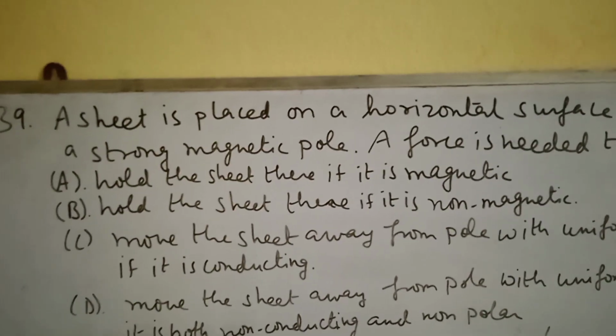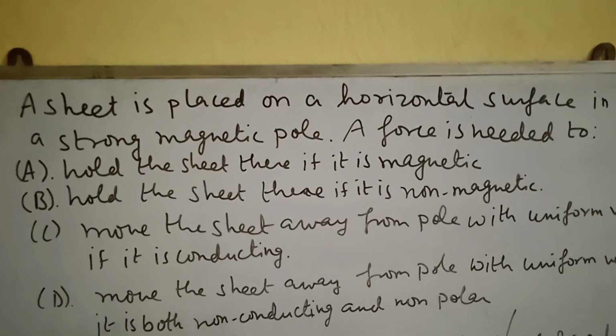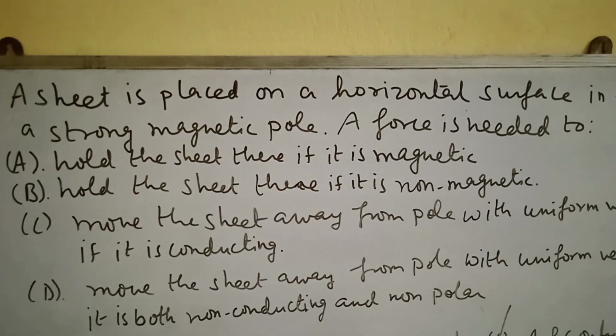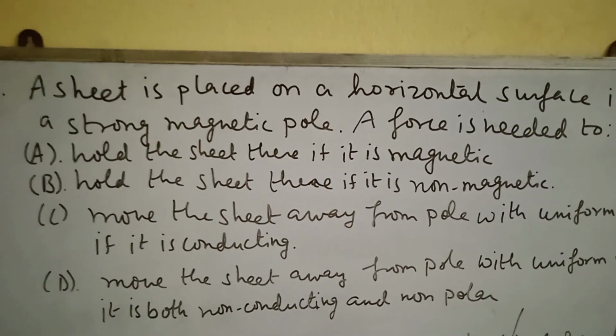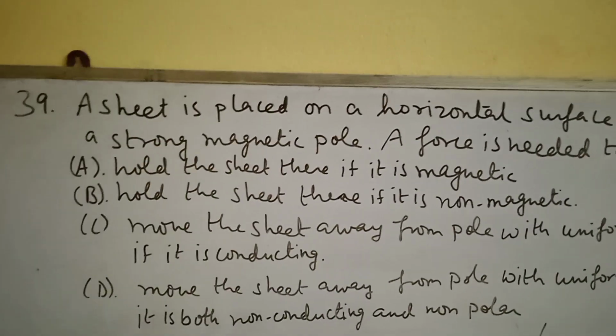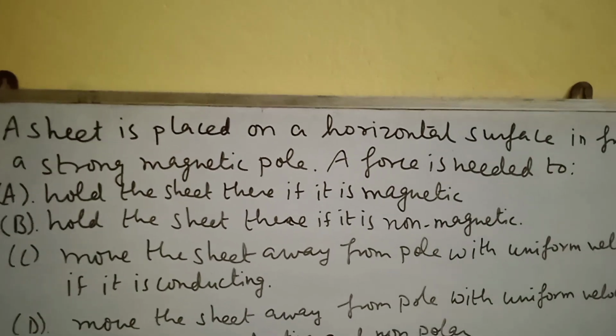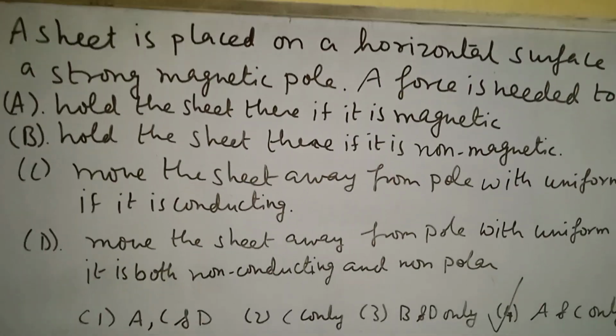C. Move the sheet away from the pole with uniform velocity if it is conducting, and D. Move the sheet away from the pole with uniform velocity if it is both non-conducting and polar. So if it is magnetic, then only we have to hold the sheet, and it will move with a uniform velocity if it is conducting. So options A and C are correct.